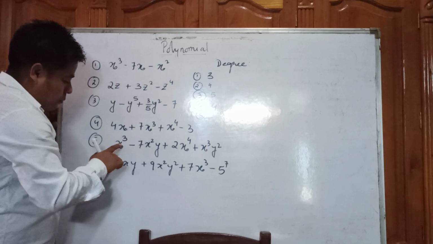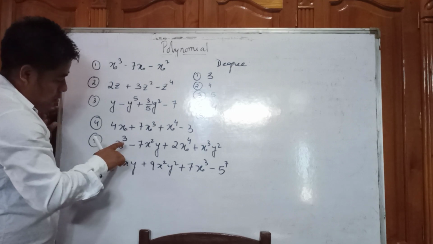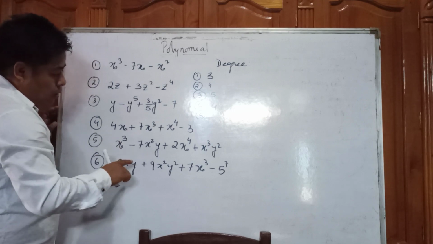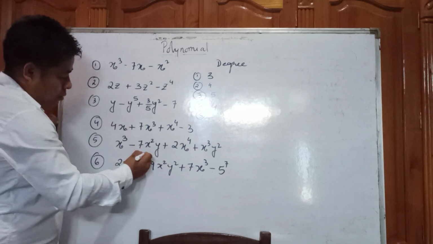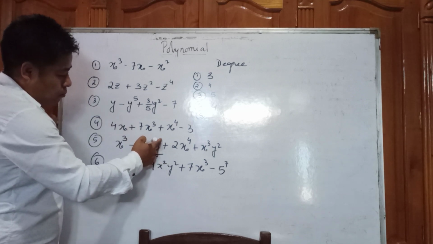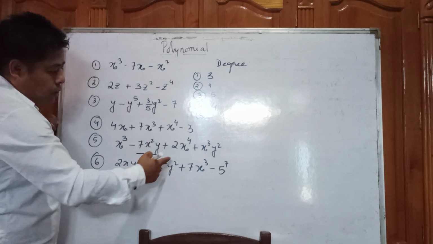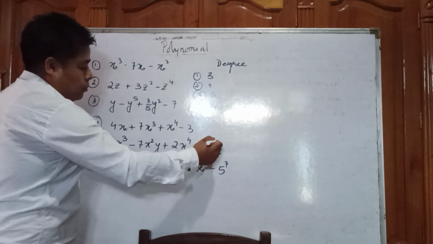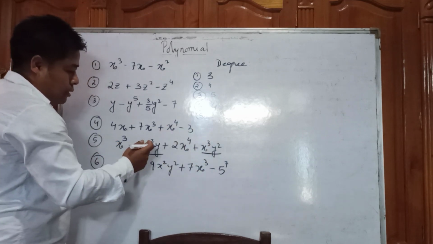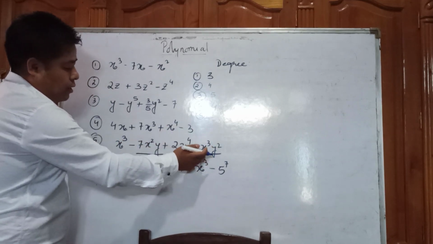Therefore, the power of the variable in the first term is 3. The power in the second term, x2 y1, is 3. Here the power is 4, and in the last term the power is 3 plus 2, which is 5. Therefore, the biggest power is 5.